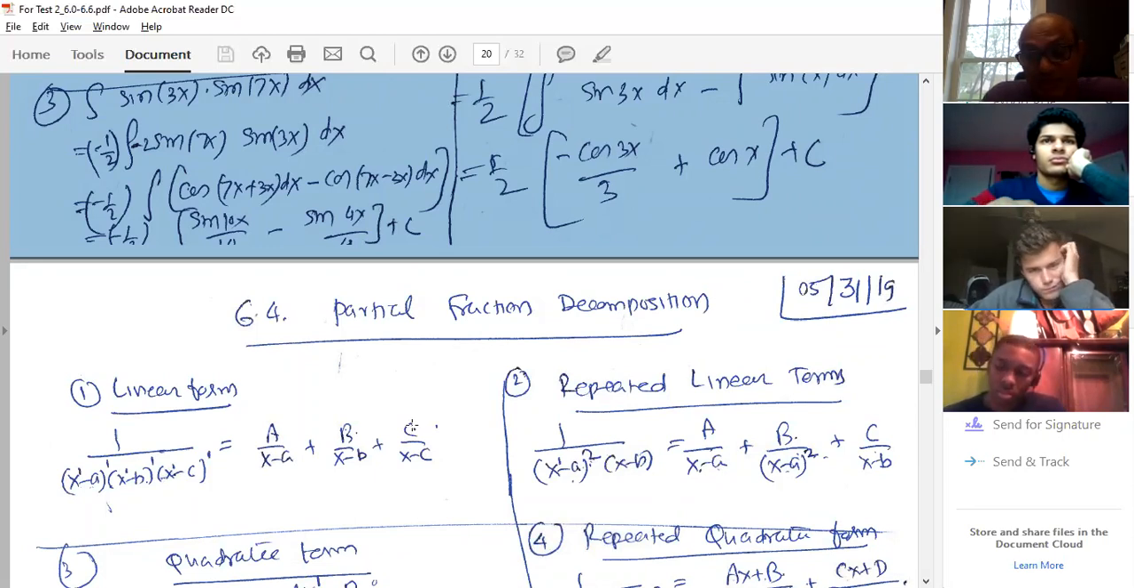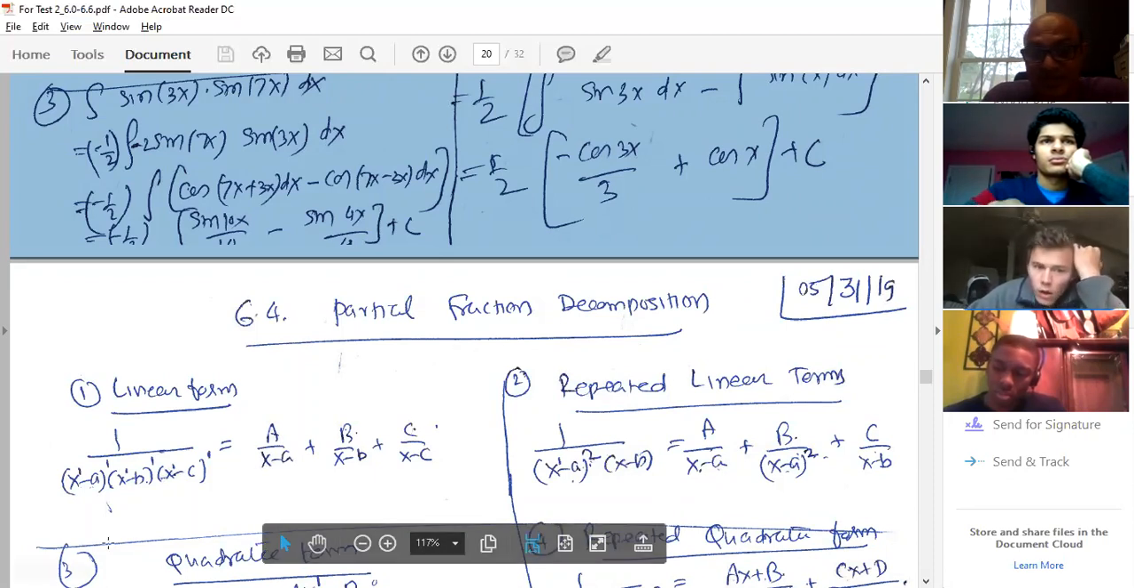So there are different types of products in the denominator. The first one is, look at where x to the power 1.